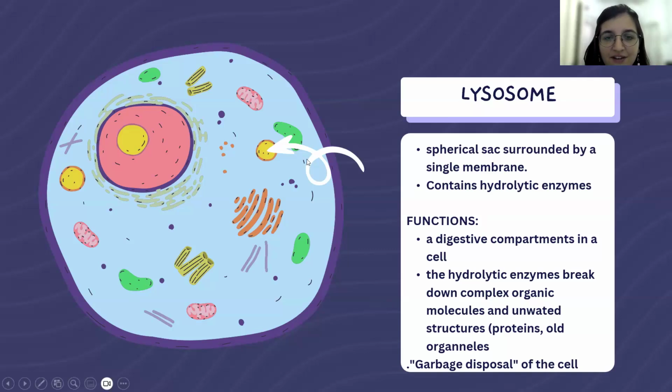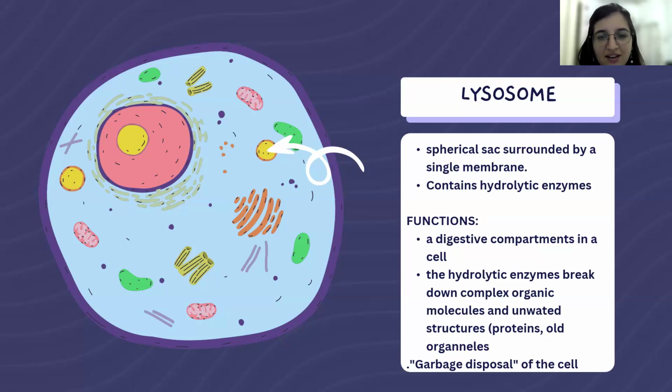And the function of a lysosome is, in simple words, the garbage disposal of the cell. So the lysosome is what takes care of the cleanliness of the cell. For example, if there are extra organelles that are no longer useful or unwanted structures here and there in the cell, the lysosome is what will catch those things and then break them down.